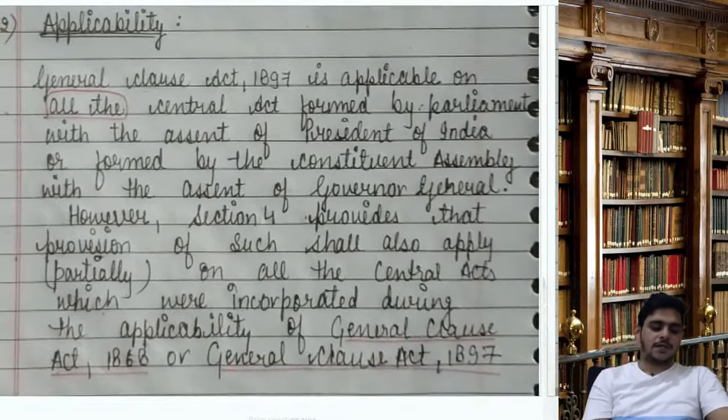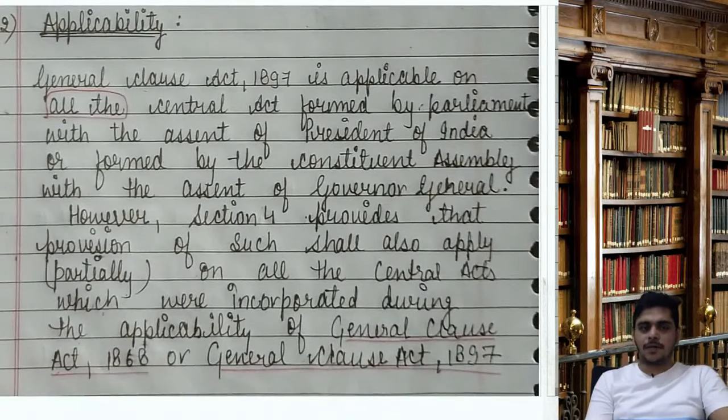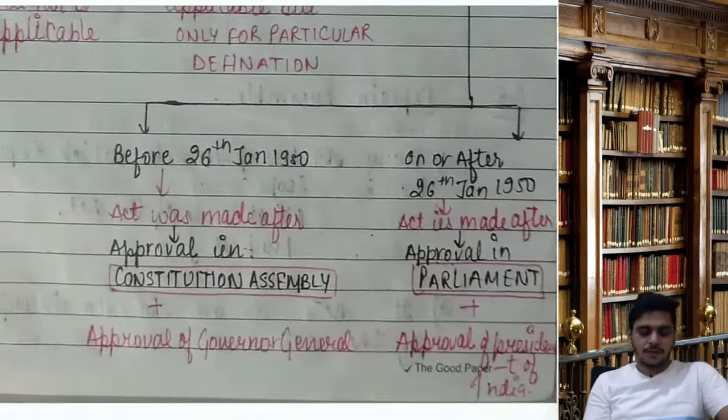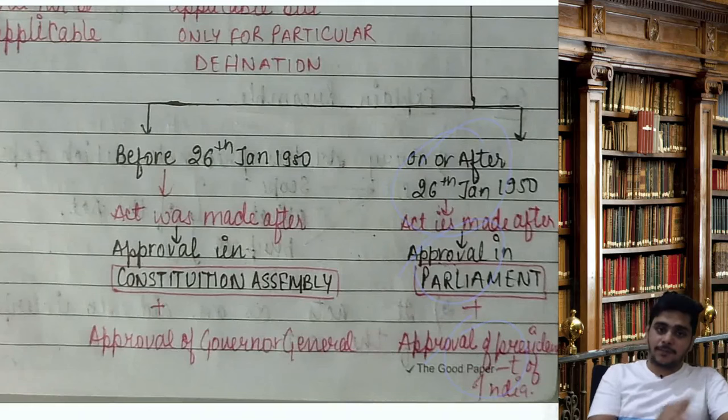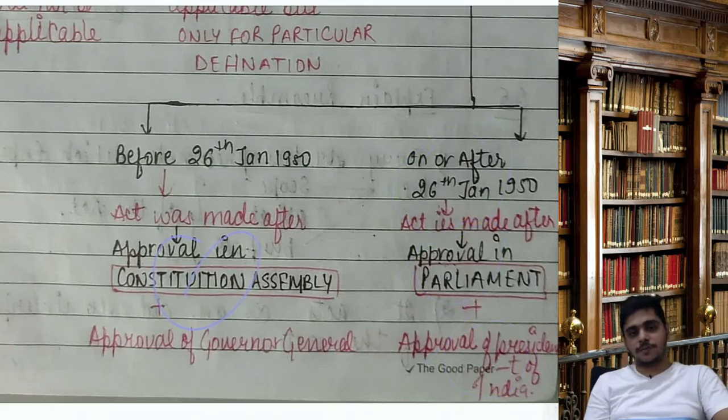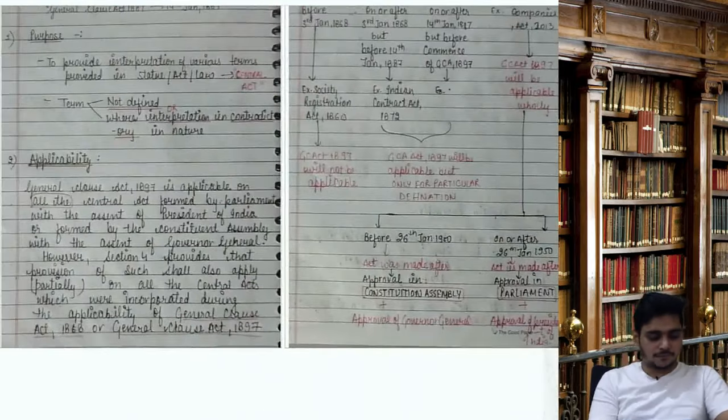Okay. So GCA is applicable on all the Central Acts formed by the Parliament with the assent of the President of India, after 26 January 1950, this diagram. If an act is formed after 26 January, it will be approved by Parliament and approved by the President. If the act was formed before Republic Day, then it will be approved in the Constituent Assembly and approval of the Governor General is required.